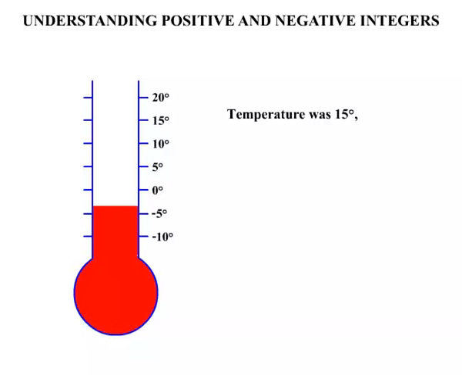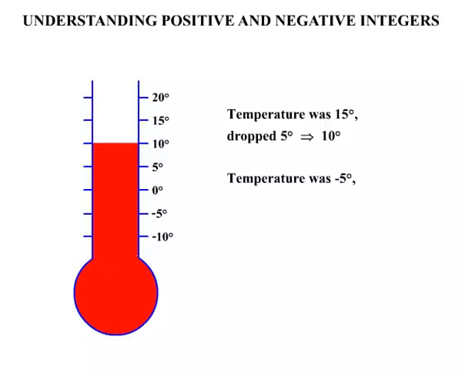Now let's say the temperature was 15 degrees. Let's pop it back up there, and it dropped 5 degrees. Well, it's now 10 degrees. Okay, fairly simple stuff. But what happens if the temperature was minus 5 degrees to start with? We can say minus 5 degrees or negative 5 degrees. It means both the same thing.